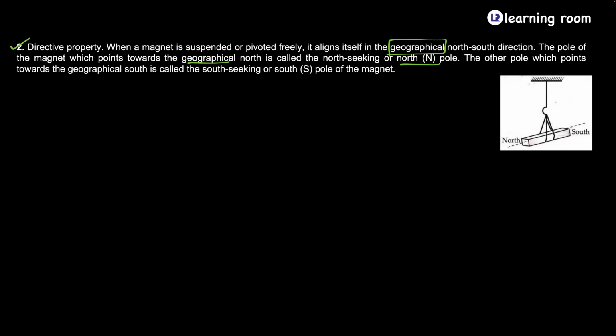Now you are able to sense what actually north and south pole means. Here the north and south pole actually means the geographic north and the geographic south. Clear? Right? So the other pole which is pointing towards the geographical south is called as the south-seeking pole, or you simply call it as south pole itself. Okay. So why is this property important? If this was not there, your Google Maps will not exist today.